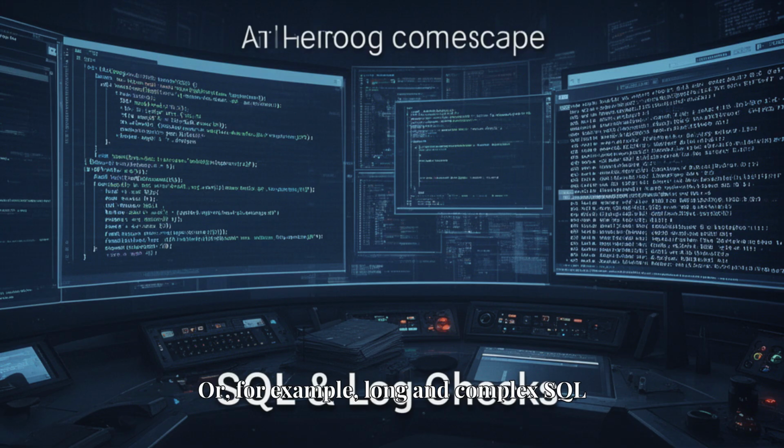Or for example, long and complex SQL queries, or log investigation, or GUI checks, where an examination is performed that cannot be performed with the naked eye.